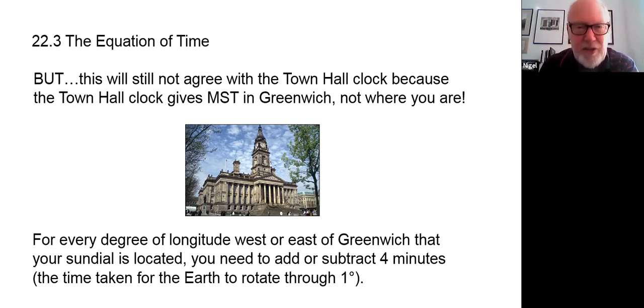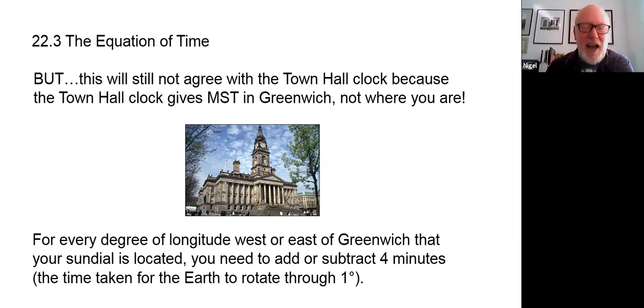So once you've got the local mean solar time, as we've just looked at, you've then got to calculate how many degrees east and west of Greenwich you are, because then you need to add or subtract 4 minutes. So if you're 1 degree of longitude, east or west of Greenwich, you add or subtract 4 minutes. If you're 2 degrees, you add or subtract 8 minutes. And that's the time taken for the Earth to rotate through 1 degree.